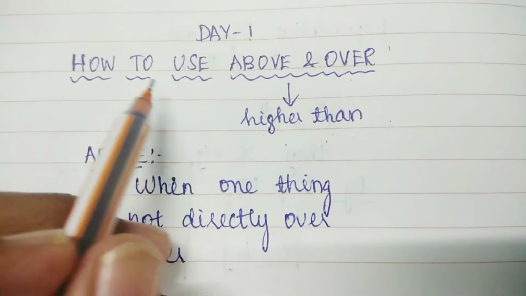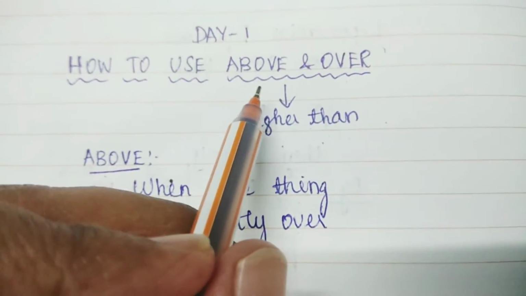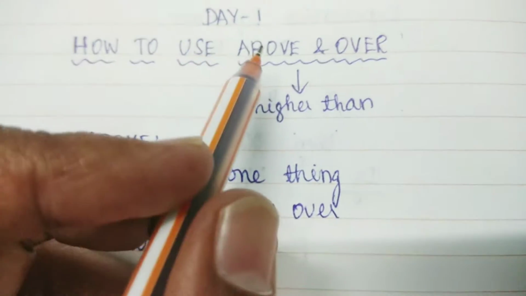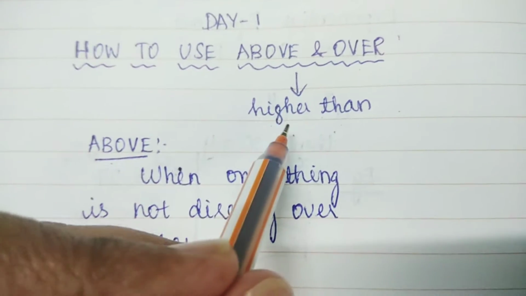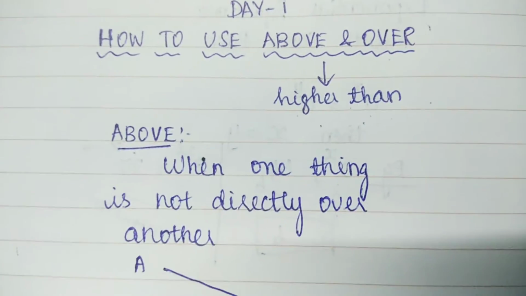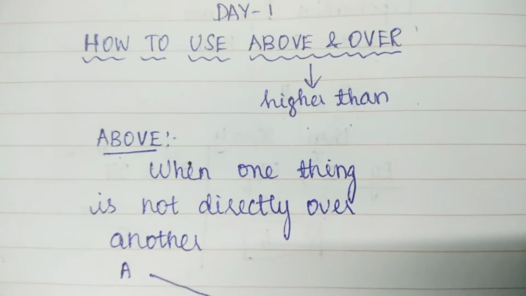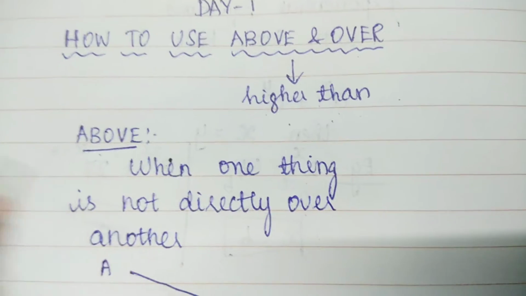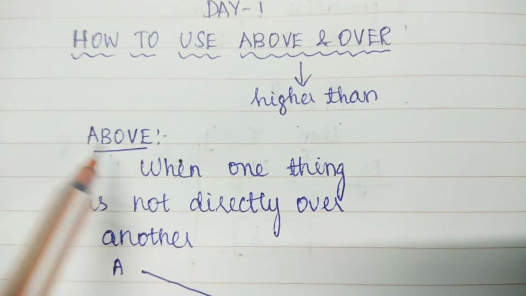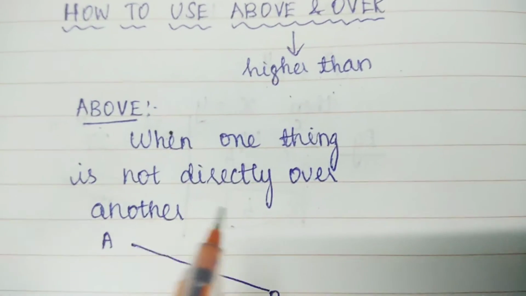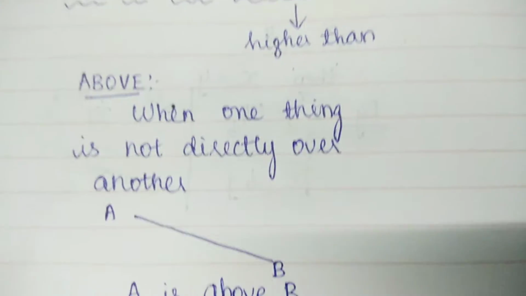Let's see how to use above and over in our day-to-day conversations. Okay, so both above and over mean higher than. So there are 5 key points you have to remember before using above and over in your sentences. Let's check them. First, let us learn what above means when one thing is not directly over another.